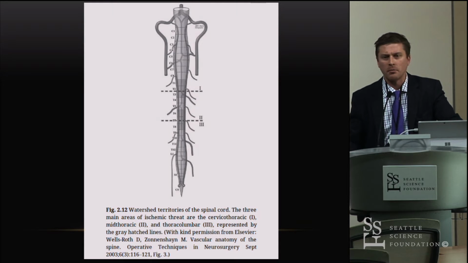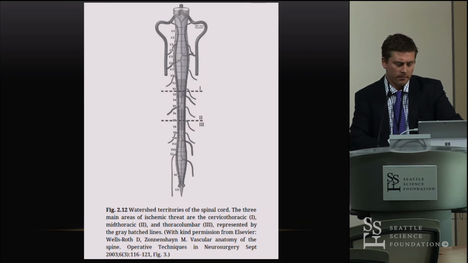And so it's important to keep your blood pressure up, keep your MAPs up, and if the blood loss gets too high, then stop, because these are the areas that are going to get watershed territory infarction.